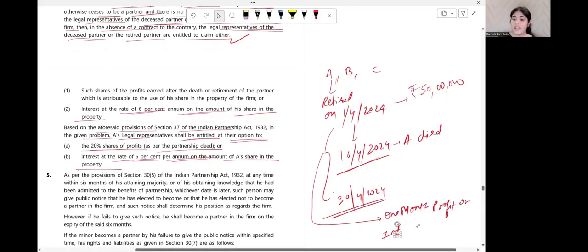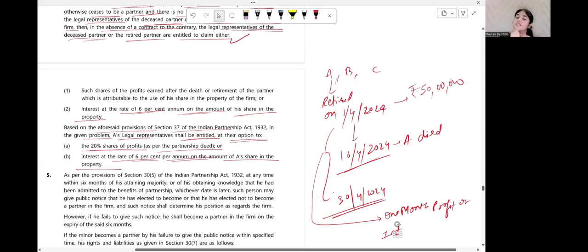Interest is to be given at 6% on the amount that was due. For that 1 month, you have to give 6% interest per annum on the amount that was due. So if in 1 month they earn a profit of rupees 3 lakh, either they will give 20% of 3 lakhs, that is 60,000 rupees, or you have an option that on 50 lakh rupees, give 6% interest for that particular year.